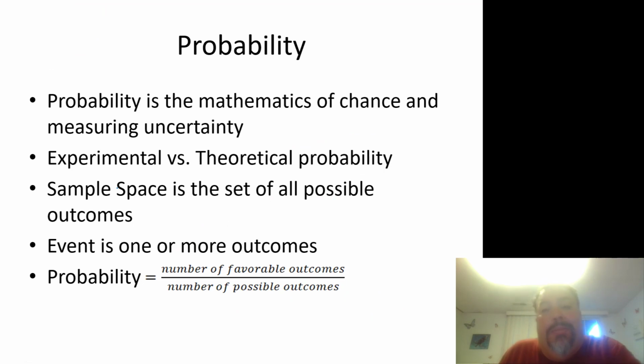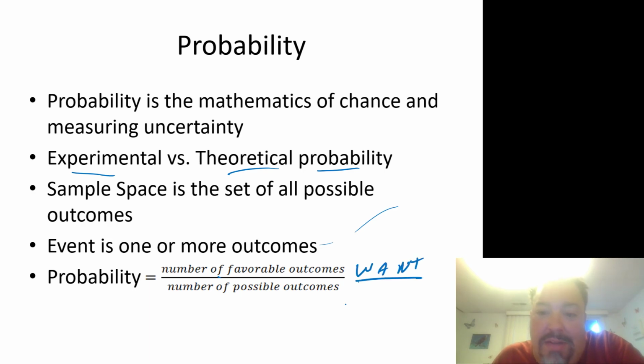Now we're going to talk about probability. And probability is the mathematics of chance and measuring uncertainty. It's going to be a ratio. Sometimes we can talk about experimental versus theoretical probability. In this course, we're basically talking about the mathematical or theoretical probability. So it's going to be a ratio of the favorable outcomes, what we want to happen, out of what can happen, out of the possible outcomes. So this is the total number of outcomes. So what we want or what we desire out of the total.